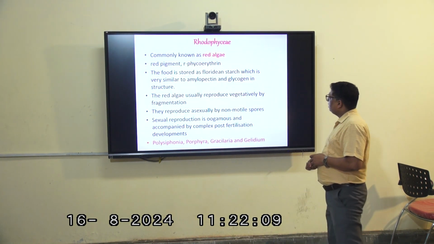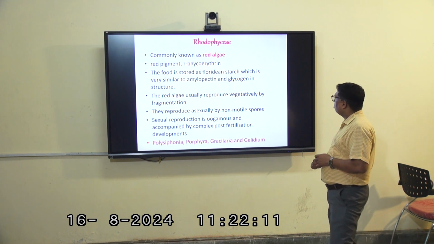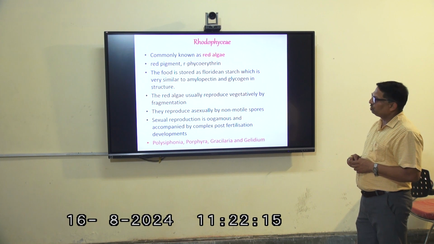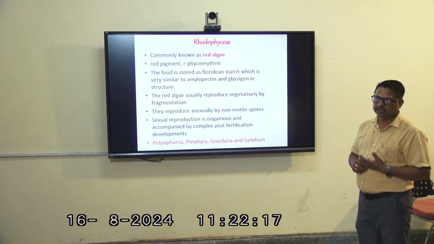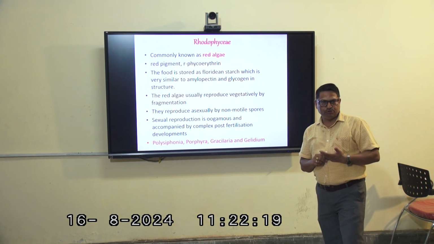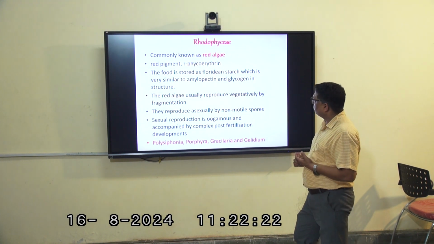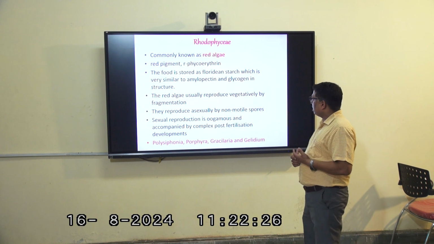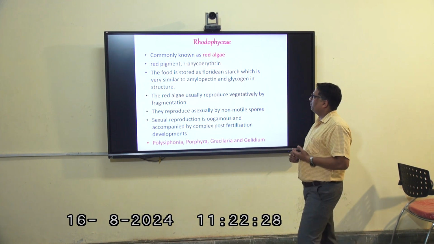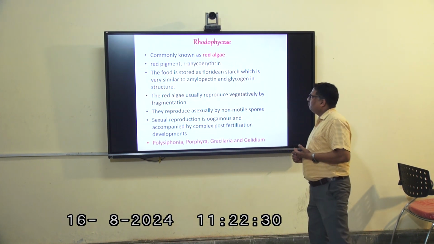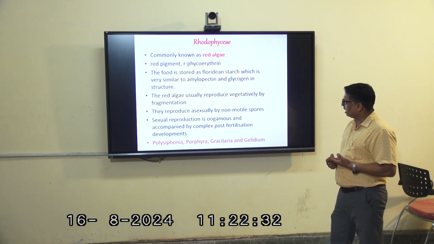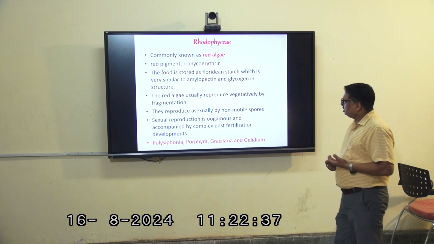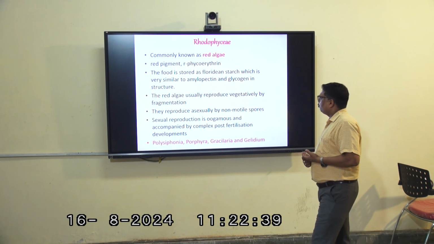Likewise, the Rhodophyceae, as I also told earlier, have the most important application in this category: isolating the chemical agar-agar, which is very useful. Gracilaria is the most important instance from which agar-agar is extracted, commonly known as red algae. They are called red algae because they have a red pigment in the form of phycoerythrin, and the food is stored as floridean starch.